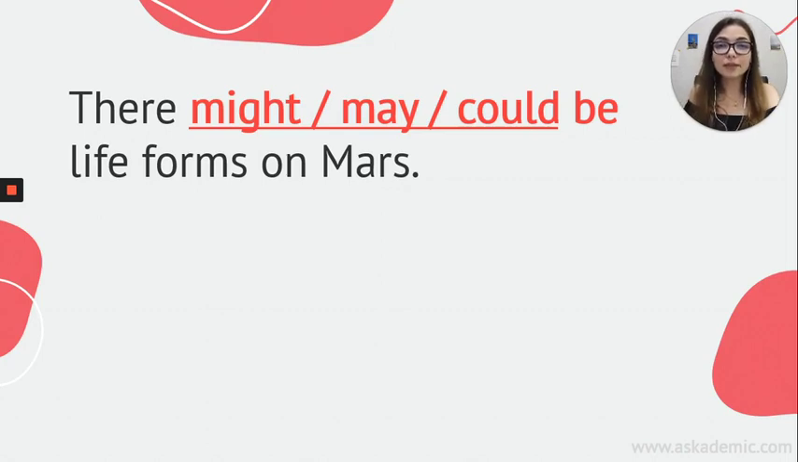This means in the present. When we're talking about the present possibilities, we use the basic form of the verb. There might be, or there could be, or there may be. They all mean the same.